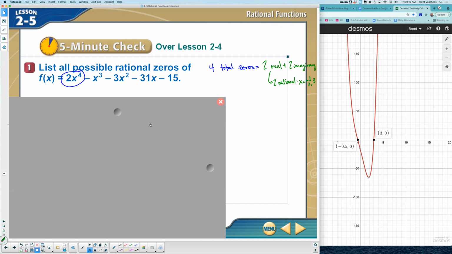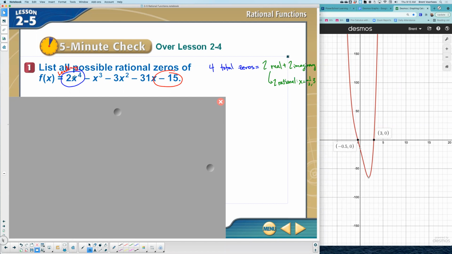If you're going to find all the possible rational places this graph could hit, it matters nothing what's on the inside. It all comes down to the leading term's coefficient and the last term's coefficient. What is the coefficient for the first term, or the leading term?